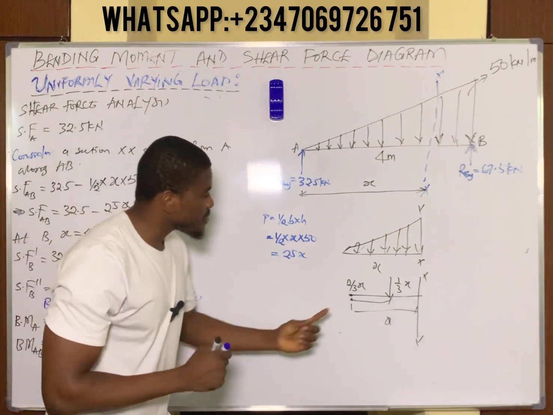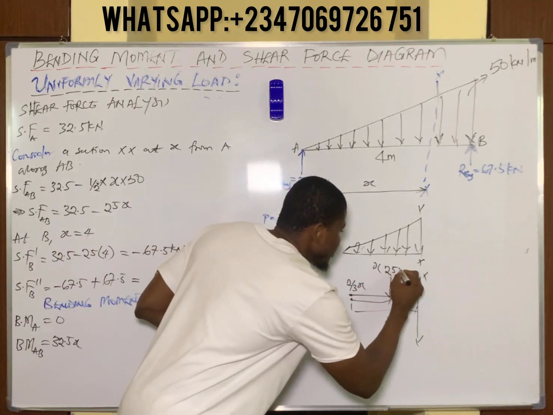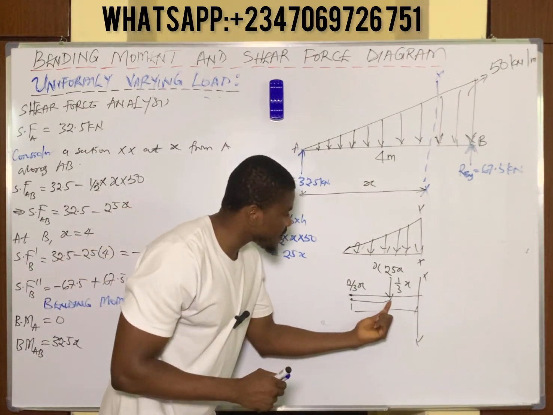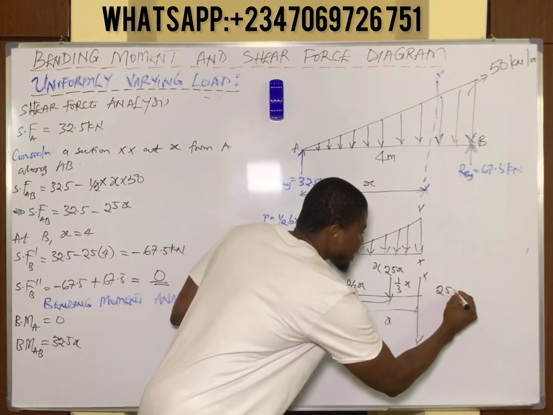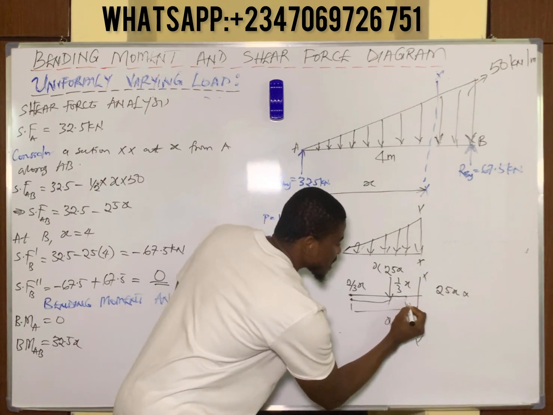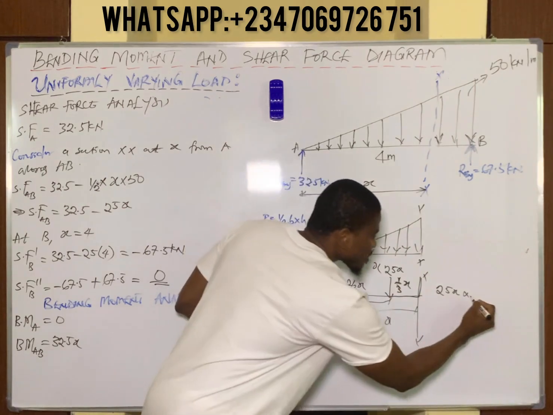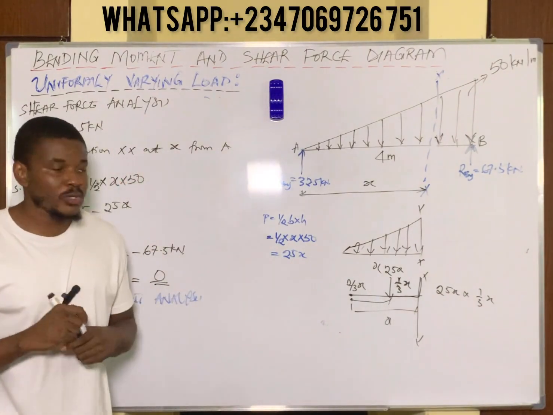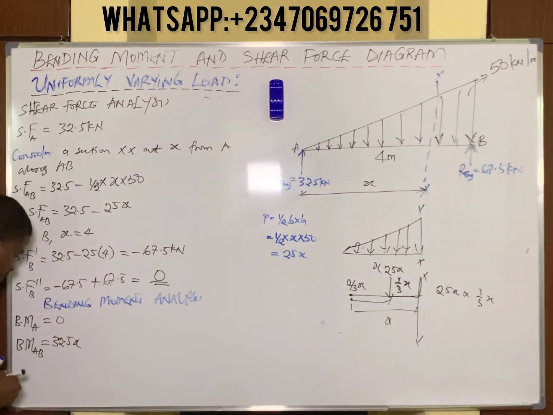So the moment of this force, 25x, which is the force of the uniformly varying load, about the point of section simply becomes 25x times the total distance it takes the force to get to the point of section. In this case, that is 1/3 of x, so times 1/3 x. This becomes the moment of the force about the point of section. So it's a very simple concept. Therefore, the moment becomes negative, because it's acting downwards.